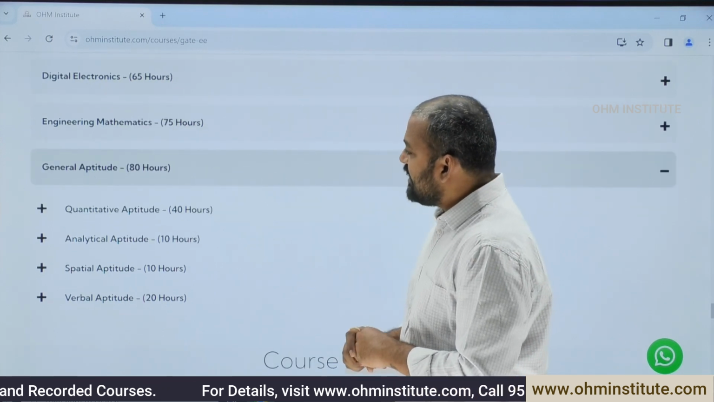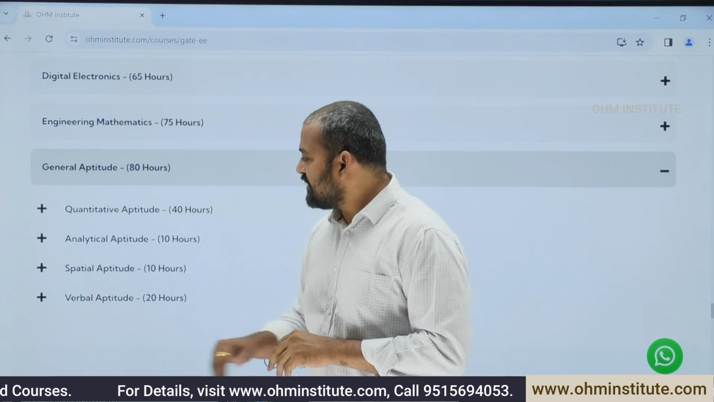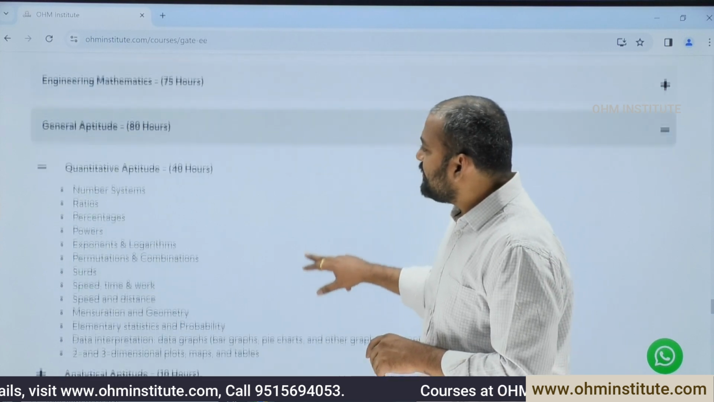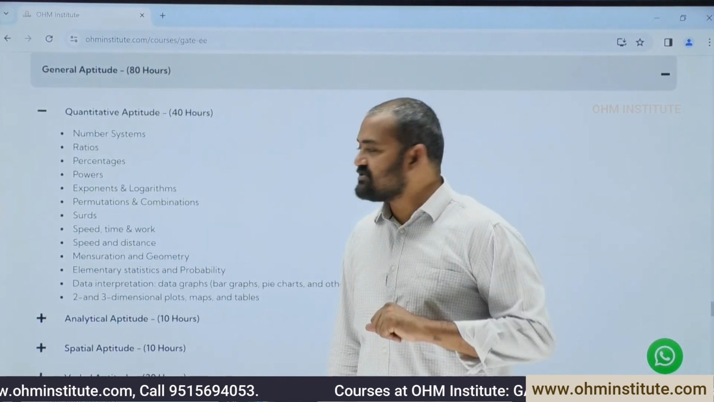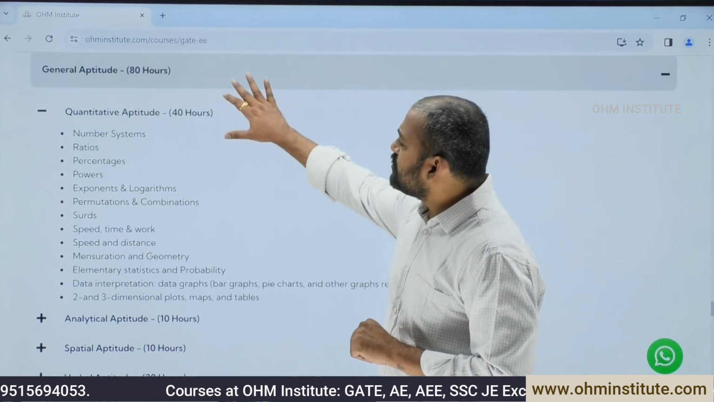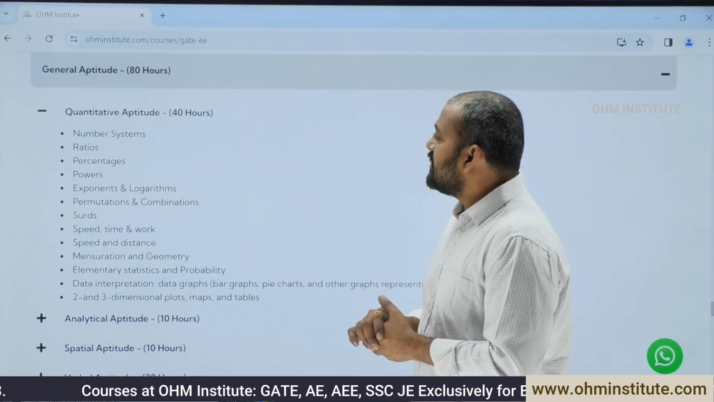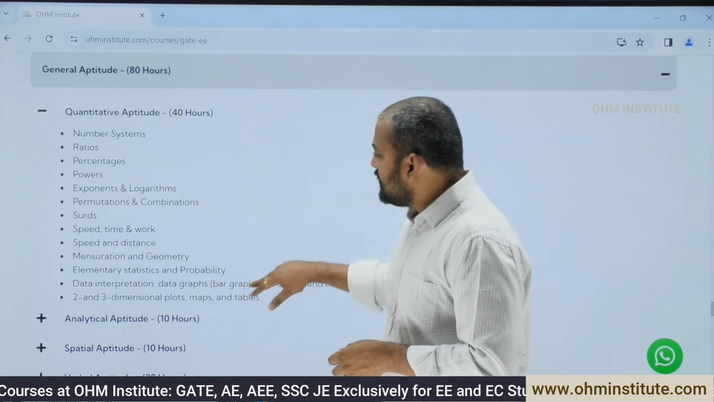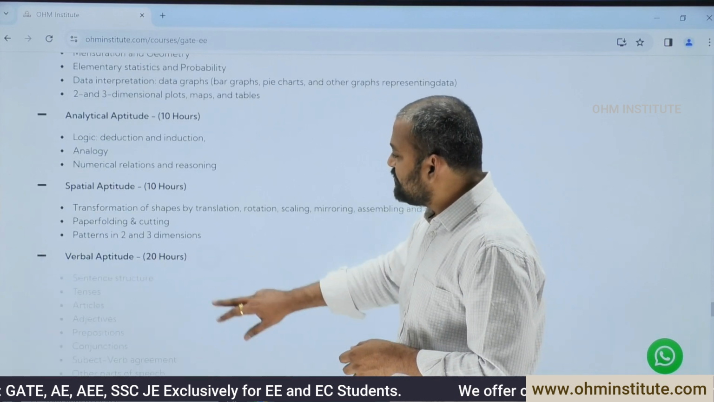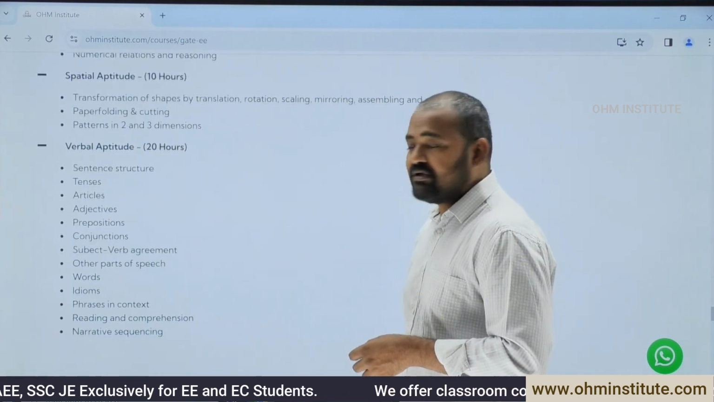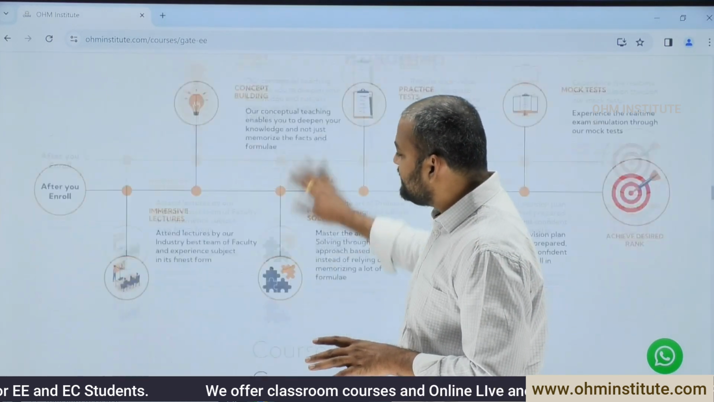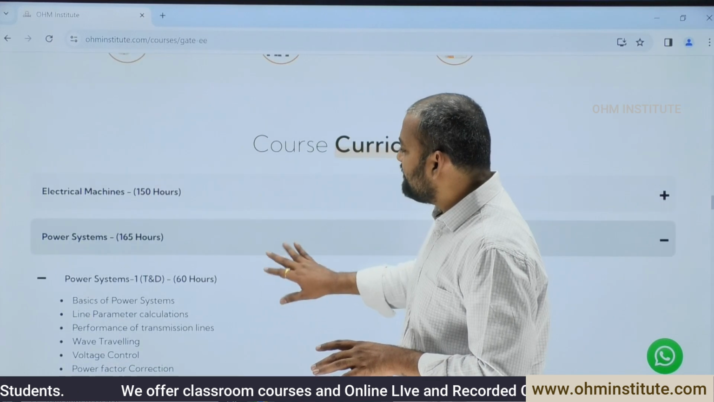And finally, we have general aptitude: quantitative aptitude, analytical aptitude, spatial aptitude, verbal ability. I hope most of you might have prepared aptitude for your campus placements. And here also we give a good amount of time. Around 80 hours will be given for general aptitude. Analytical aptitude, spatial aptitude, verbal aptitude means English, general English. So that's what this is about: the course curriculum at Om Institute, the amount of time that we are spending for each and every subject.